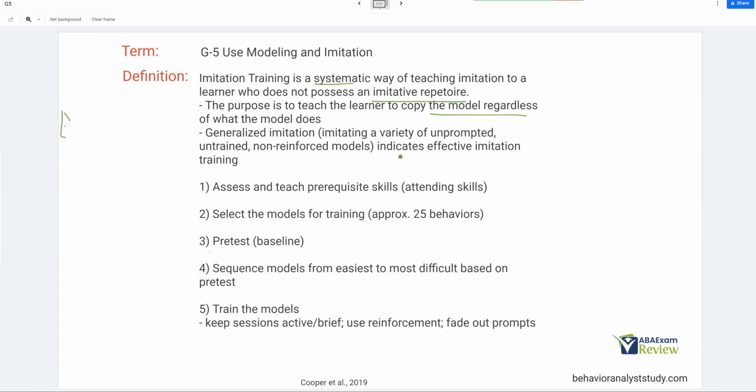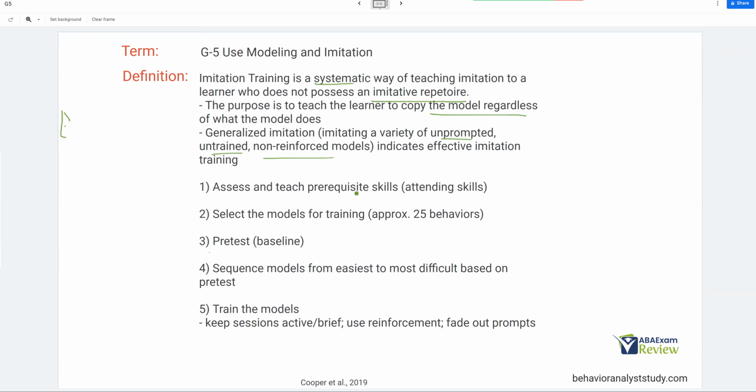So you know imitation training is working if you see your learner start to model unprompted, untrained, or unreinforced models, right? If we reinforce hand raising over and over again in the presence of the model, yes, we understand eventually they might learn how to raise their hand when someone else raises their hand. We know imitation training is effective, though, if someone else sneezes and blows their nose, and then the learner sneezes and blows their nose, being untrained, unprompted, and unreinforced. So keep that idea in mind.